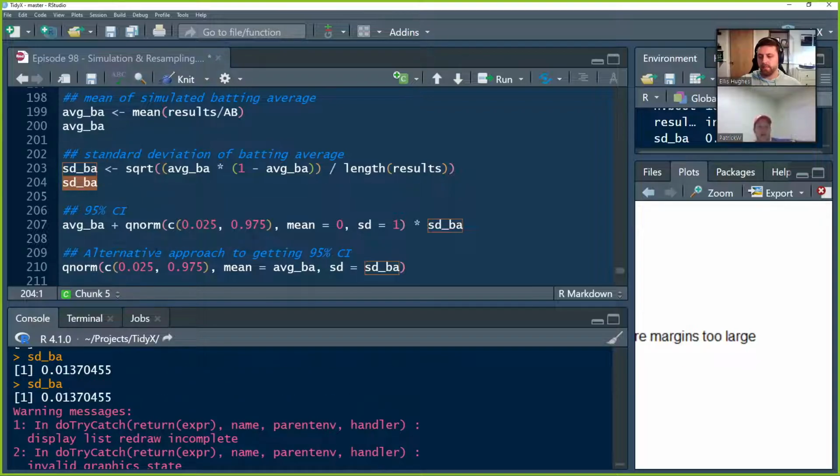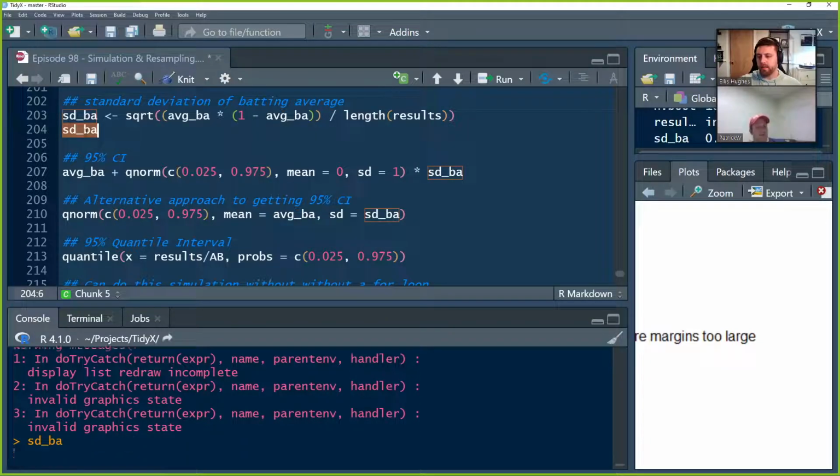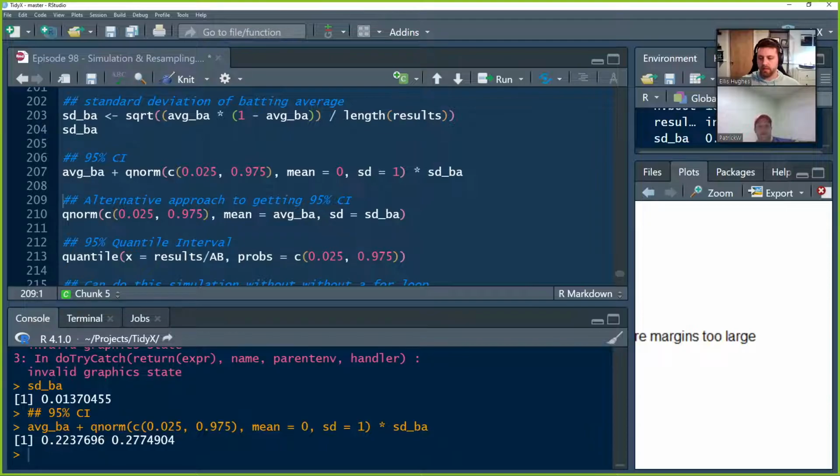And then from that, we can get our 95% confidence interval. So we have a mean and standard deviation. We can run this. And so we're somewhere between 0.224 and 0.278.